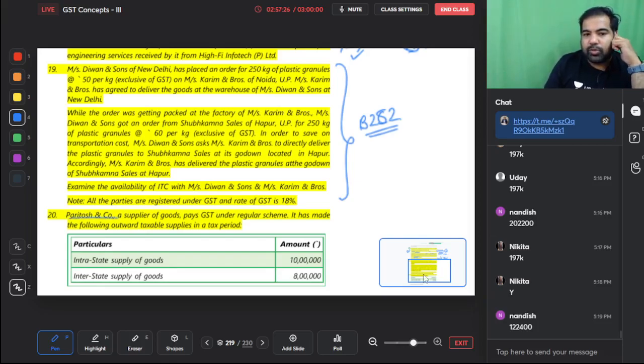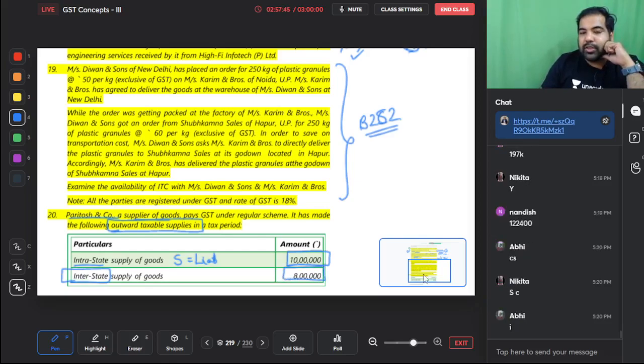This is Paritosh who is supplying goods. Please tell me, this is the outward supplies. On outward supplies, guys, what is there? Liability on supplies. So on intrastate, what kind of liability will arise? CGST and SGST. And on interstate, what kind of liability will arise? IGST. So this will go in your liability register, I, C and S.